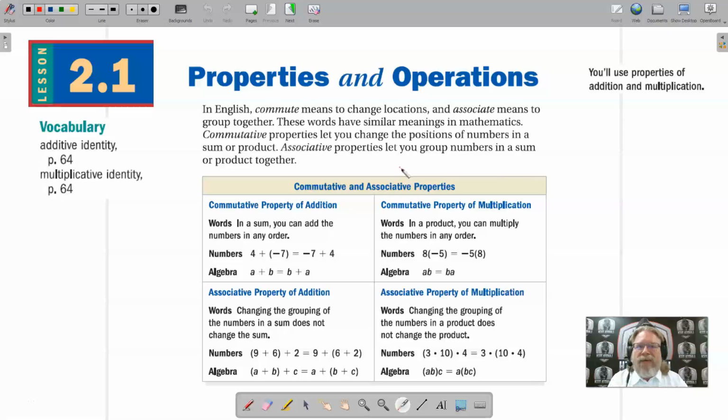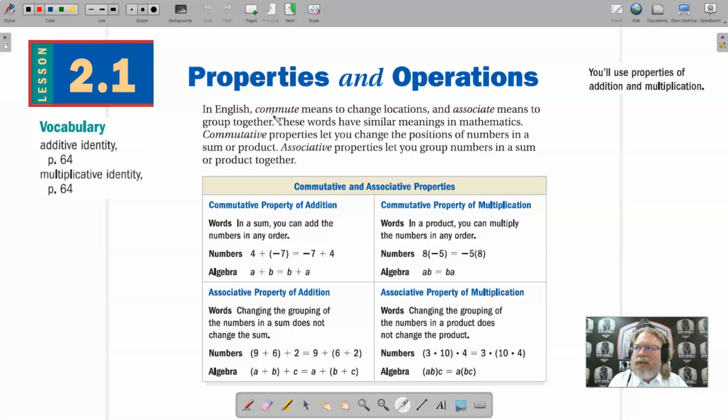Hello, this video is for textbook chapter 2, lesson 1. It is titled Properties and Operations, where our objective is to use properties of addition and multiplication. Our vocabulary for this lesson is additive identity and multiplicative identity.